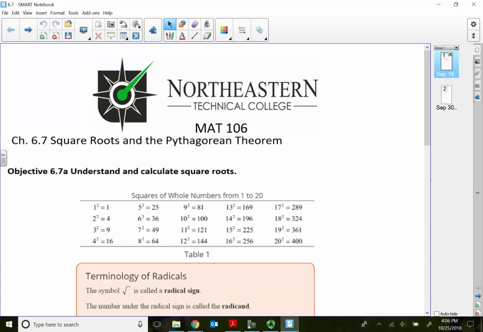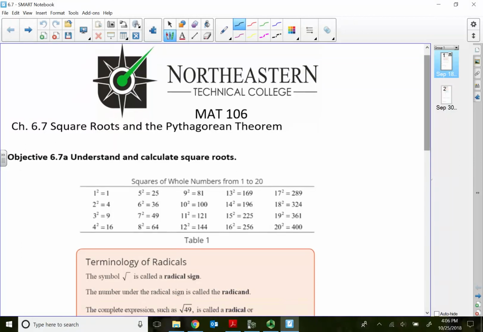Module 6.7, Square Roots and Pythagorean Theorem. So in this lecture video, I'm going to explain to you how to calculate square roots. Another word for square root is actually called the radical. And I will introduce this word radical in Module 15 of Math 108.